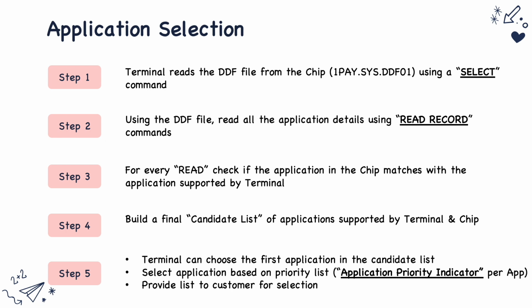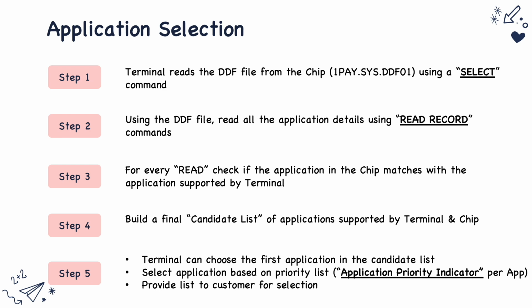In the application selection, first the terminal reads the DDF file from the chip. I mentioned what a DDF file is in the previous video. The command that is used to read the DDF file is a select command. Once the terminal reads the DDF file, it starts to read all the applications that are present on the chip. This is done using a command called read record.